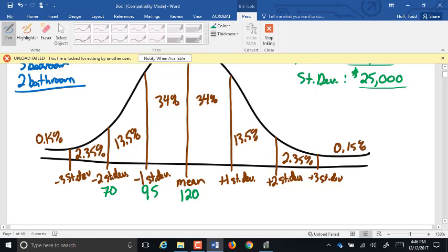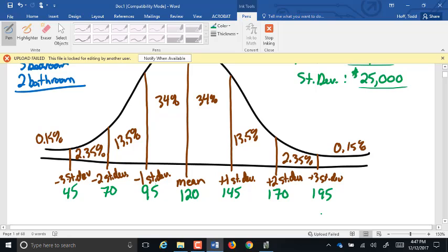That'd be 70,000. Another step down would be minus another 25. That'd be 45,000. Going the other way, 120 plus 25, one standard deviation above would be 145,000. I continue to go, another 25 would be 170,000. This would be 195,000.